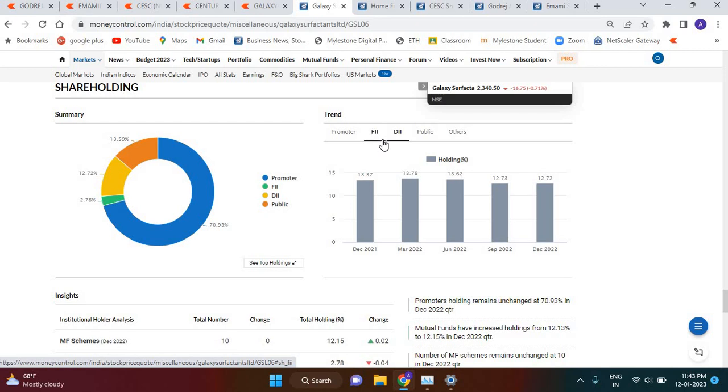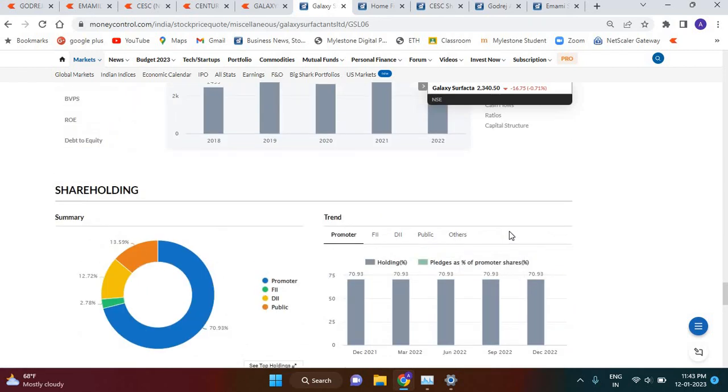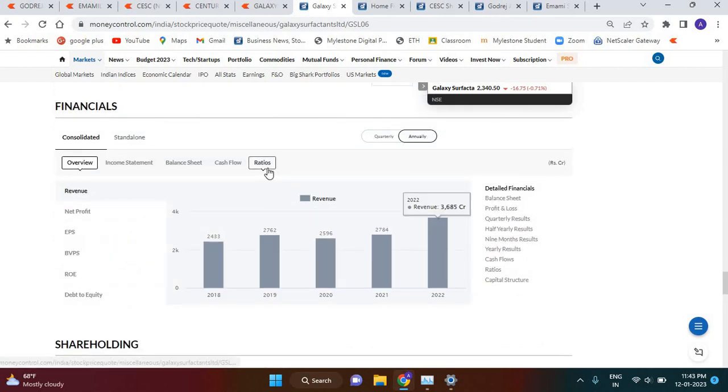The last quarter, okay, there's not much reduction from DIIs as well. So, okay, promoter also has not reduced anything. Things look fine here. Then we'll look at the ratios anyways.